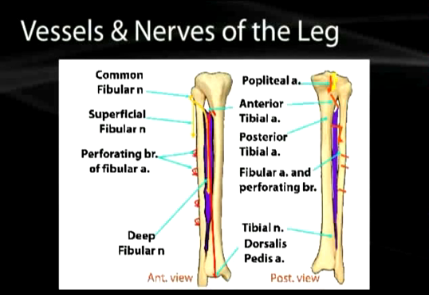So here we can see the anterior tibial artery and the posterior tibial artery. Then you can see the branch coming off of that, which would be the fibular artery, sending perforating branches around to the lateral compartment of the leg from the deep posterior compartment.